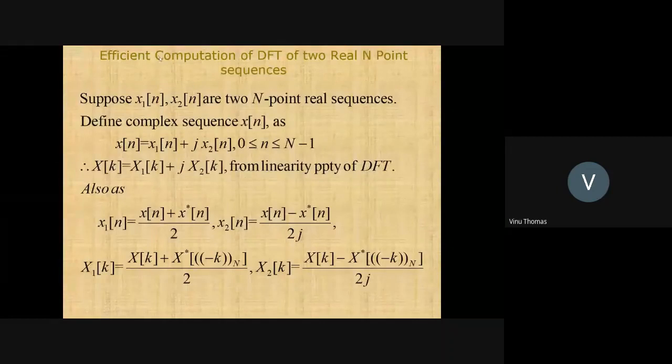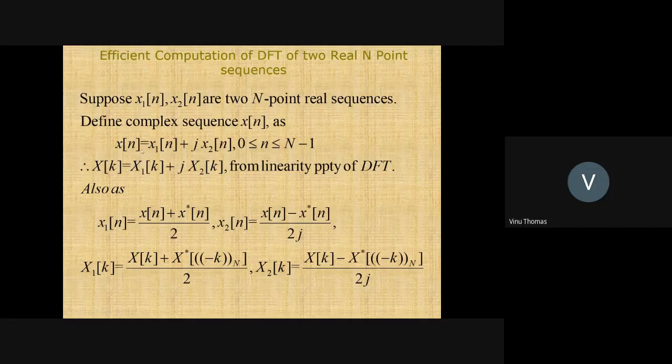Initially, we look at the efficient computation of the DFT of two real N point sequences. Let X1N and X2N be the two N point real sequences. Now we define a complex sequence X of n as X of n is equal to X1N plus J X2N for 0 less than or equal to n less than or equal to N minus 1. So you have this complex sequence X of n, also an N point sequence. Therefore, its DFT from the linearity property would be X of k is equal to X1k plus J X2k.